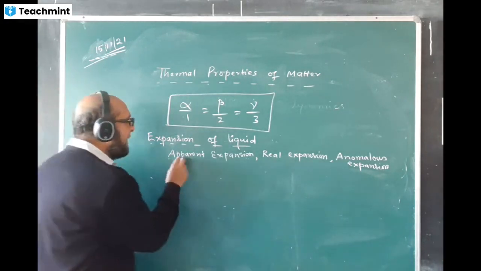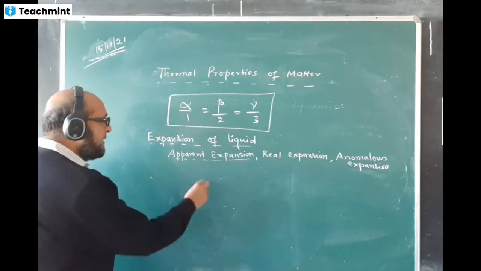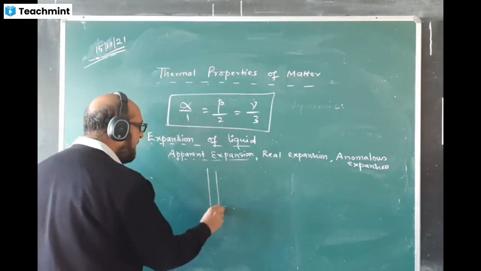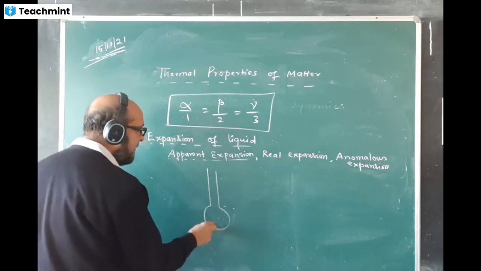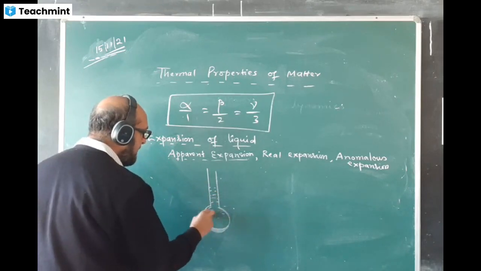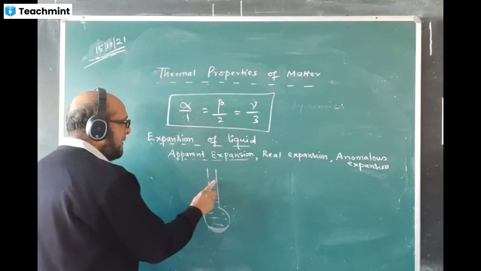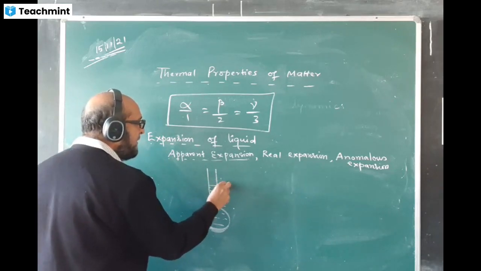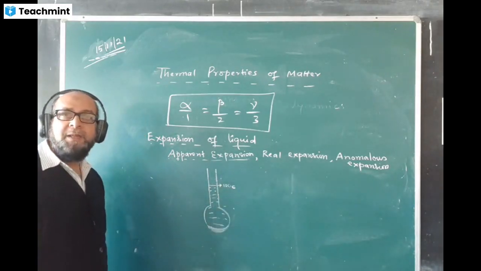Okay, anyway, what is apparent expansion? You just try to understand about it. Let us take some liquid in a container, maybe this kind of container, in a measuring cylinder. Suppose the initial level is 10 cc, 10 centimeters cube, before the liquid is being heated.